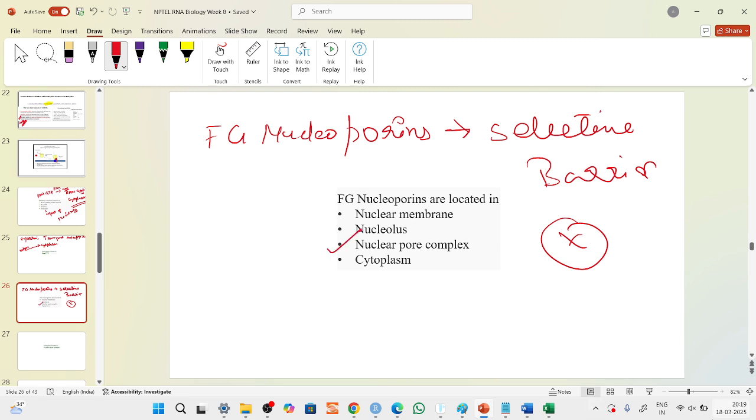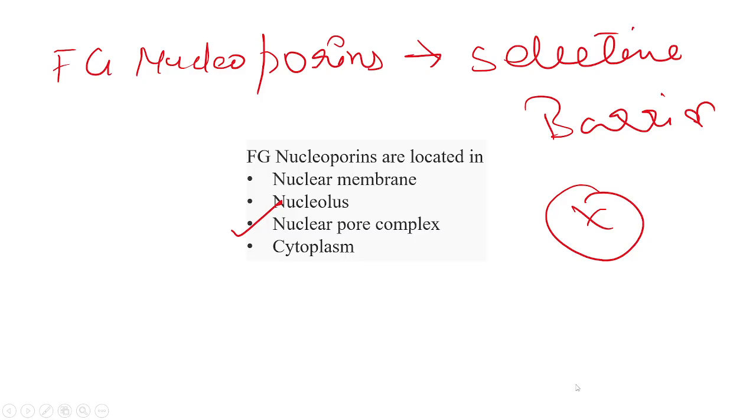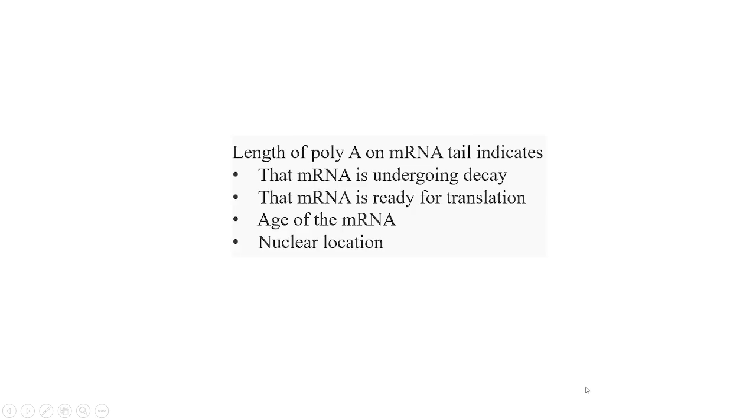Okay, fine. Your next question is, this you should know. Length of poly A on mRNA tail indicates the mRNA is undergoing decay, that mRNA is ready for translation, age of the mRNA, or the nuclear location. What does the length of poly A tail on mRNA indicate?